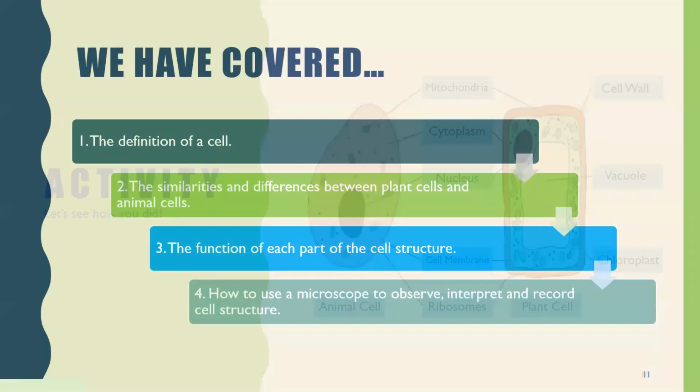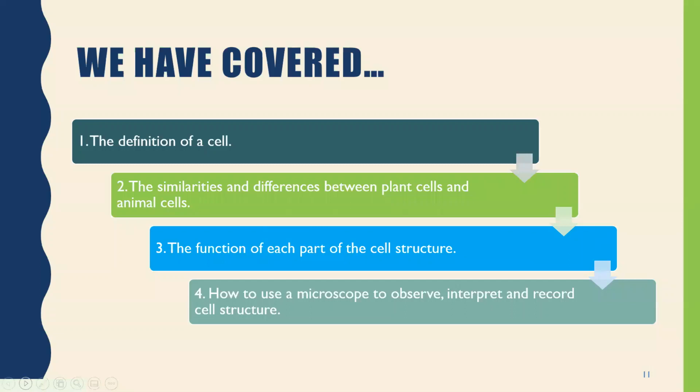So today we've covered the definition of a cell, the similarities and differences between plant cells and animal cells, the function of each part of the cell structure, and how to use a microscope.